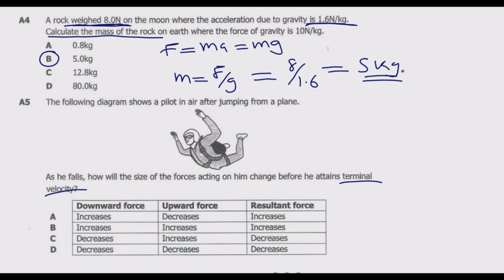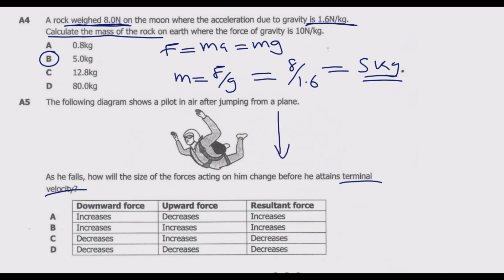So terminal velocity, in this case, is the maximum velocity reached by a free falling object in air or fluid, or it could be water or liquid. So basically that's what you're looking for. What's the maximum?